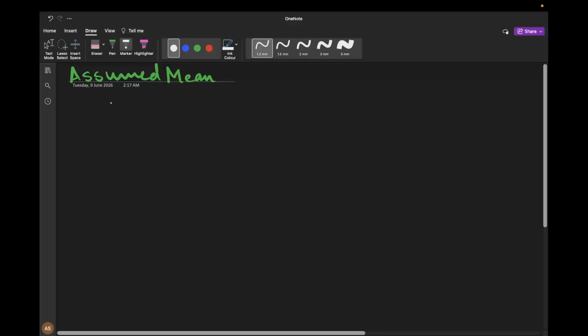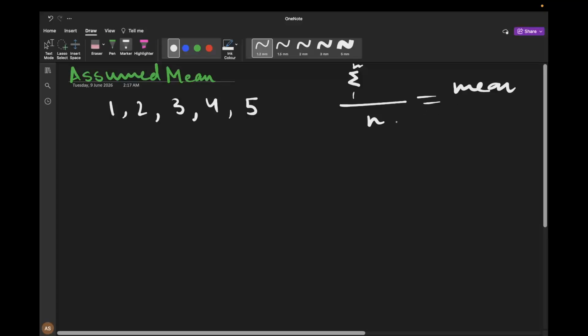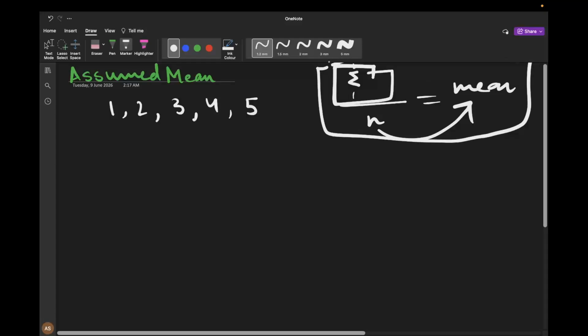Now, suppose we have five numbers 1, 2, 3, 4, and 5, and we can assume any number to be our mean. What is a mean? Mean is the sum of n numbers divided by n. Now, if we multiply the mean with n, we get the sum of numbers. We'll use this in a minute.